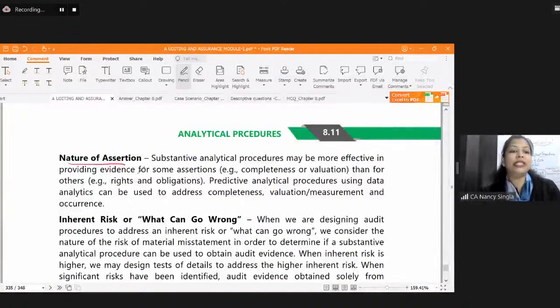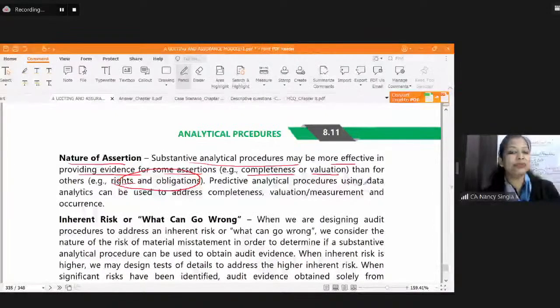Nature of assertion. See, if I have to check rights and obligations with respect to building, applying analytical procedure will be of no use. There, I'll have to check in detail. I'll have to check the title deed. So substantive analytical procedure will be more effective for providing evidence for some assertions, for example, completeness, valuation, than the others like rights and obligations.